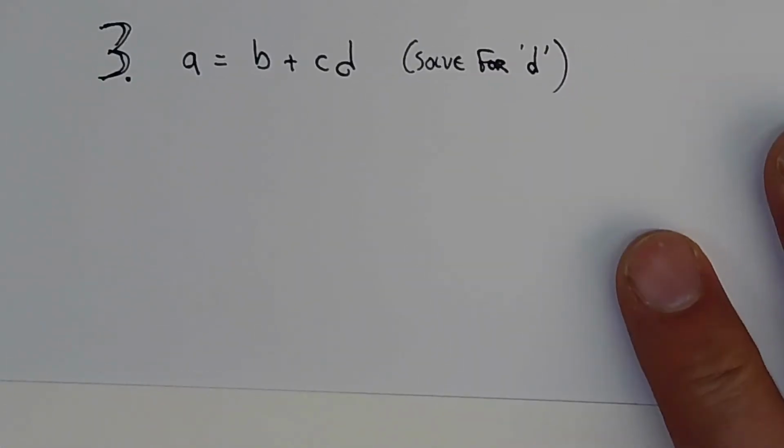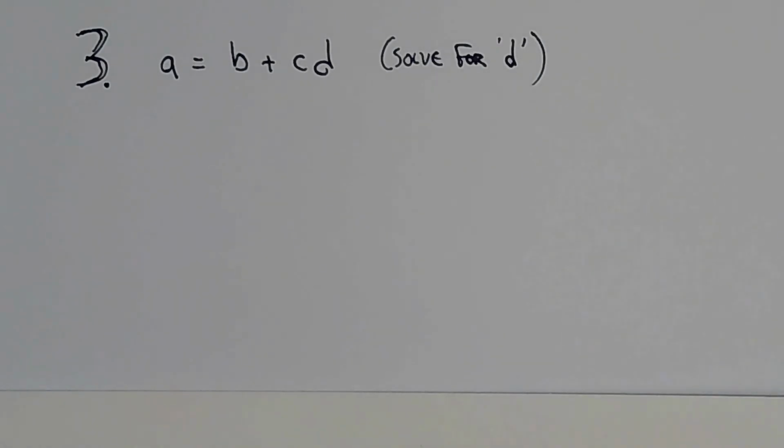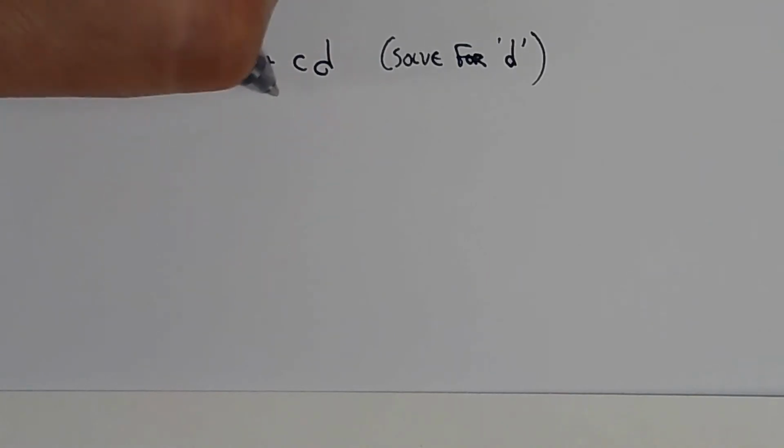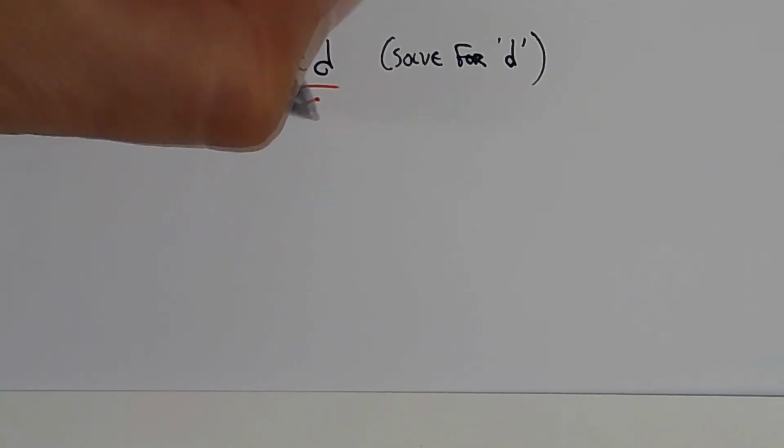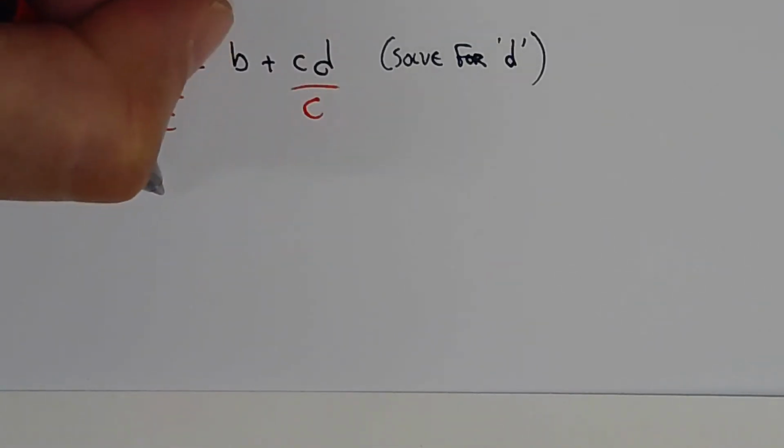Round 3. Solve for D. I'll give you a second to look at this. How would you do it? You can just pause it if you want to. All right, solve for D. It is A equals B plus C times D. So to get D by itself, I divide by C, right? So I divide by C, divide by C.